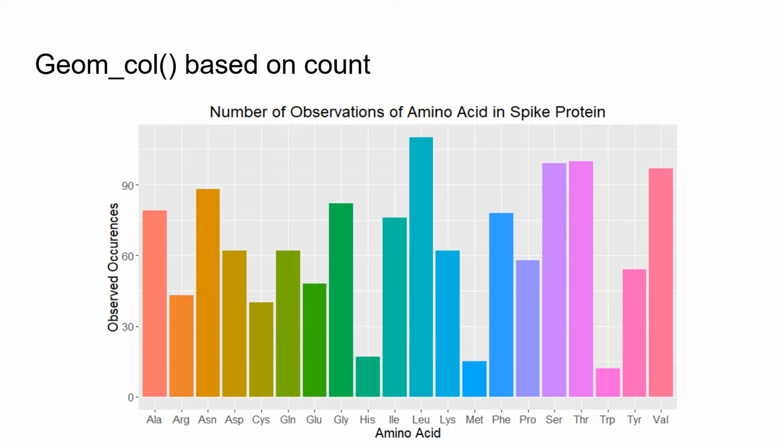Now, the first thing that I wanted to do was to create a geom_col to see how the variety of amino acids have different observed occurrences. So, for example, methionine has a very low number of occurrences, while leucine has a very high number. So this helps visualize the spread of the data and how different the specific fingerprint of this protein looks.